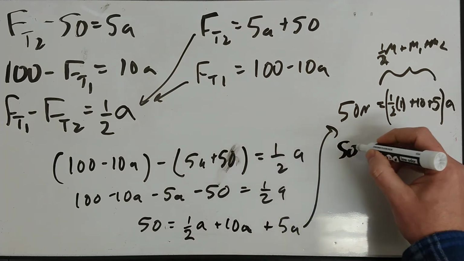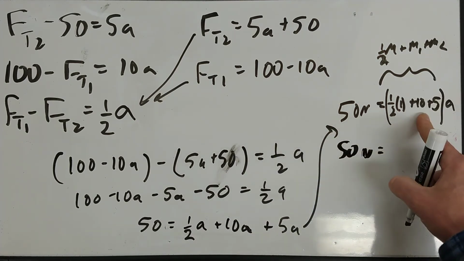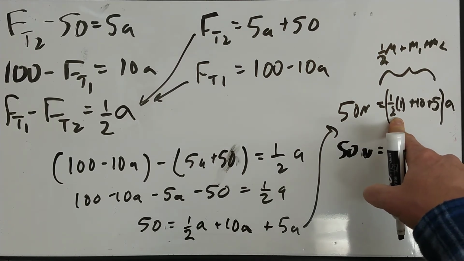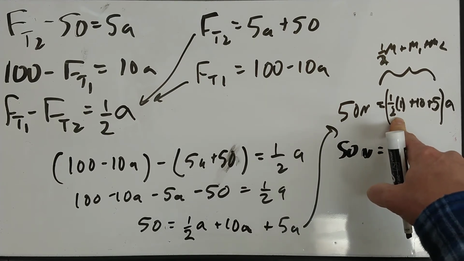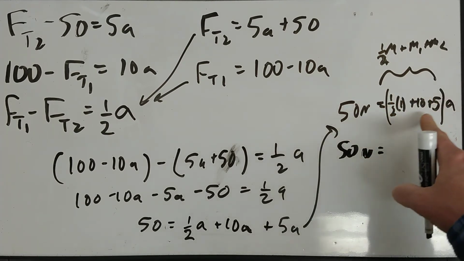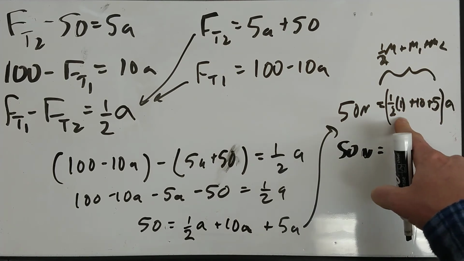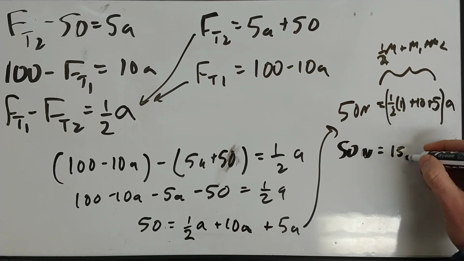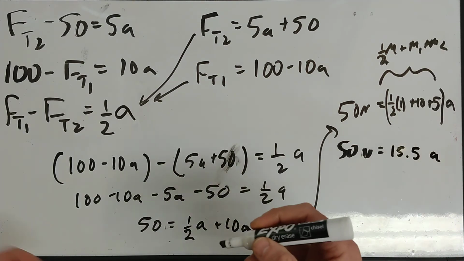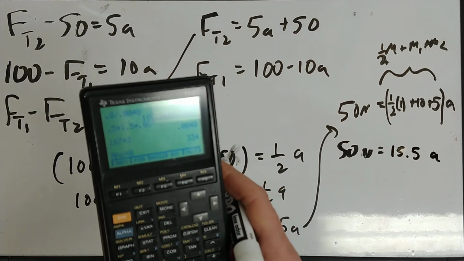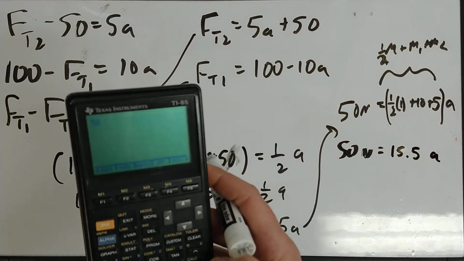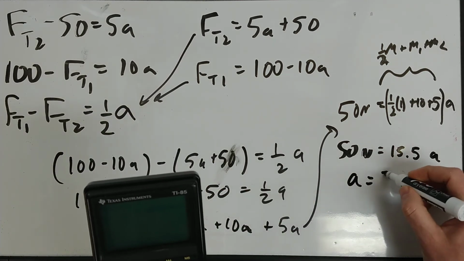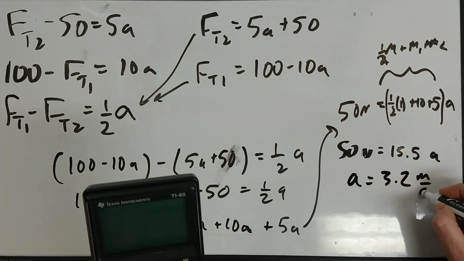So now when we get this, 50 newtons equals 15. I made the mass small here. I should have maybe made the mass a little bigger. So this shows us why the pulley needs to be massless. The smaller the mass of the pulley is, the less it contributes to the total mass of the system. So this is only 0.5, so I end up with 15.5a. So now 50 divided by 15.5 is 3.2. So now the acceleration is 3.2 meters per second squared.